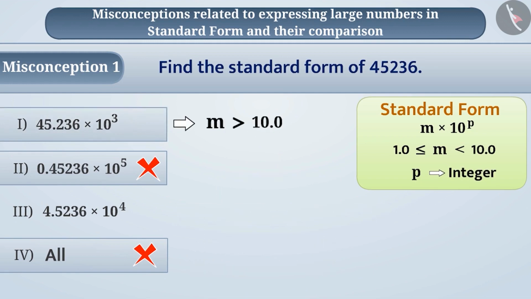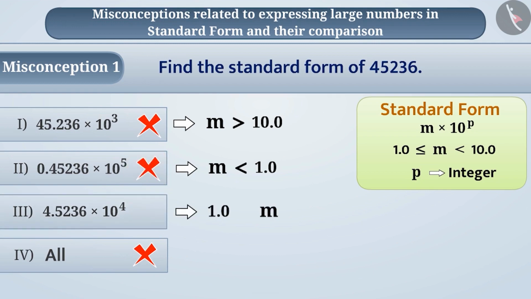so this is the wrong answer. In option 2, the value of m is smaller than 1.0, so it cannot be the standard form. In option 3, the value of m is greater than 1.0 and smaller than 10.0, and the value of p is 4, which is an integer. Hence, this is the standard form of the given number.